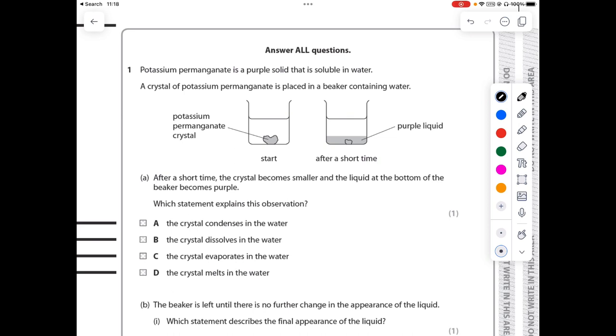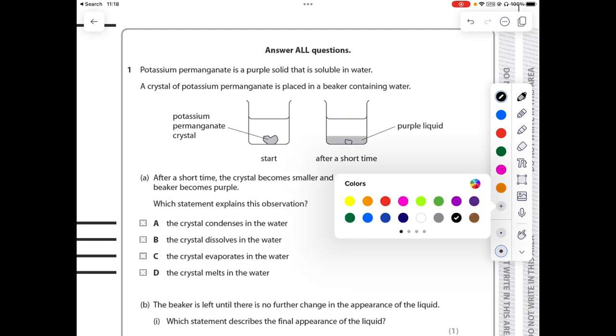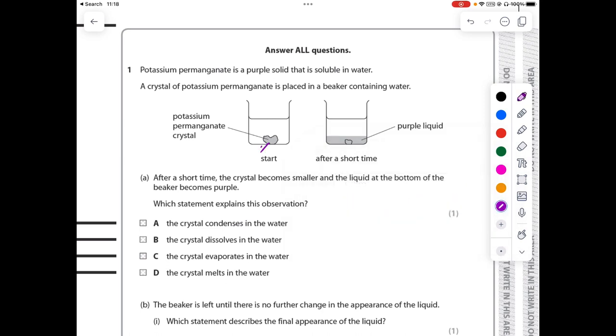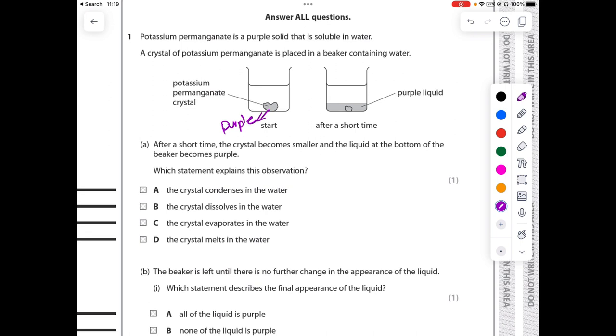This is a purple solid which is soluble in water. Purple in color. A crystal of potassium permanganate is placed in the beaker. Now it is placed in the beaker containing water. After a short time, the crystal becomes smaller. So we can see the size of the crystal is becoming very small. And you can see that color is spreading over here. And the liquid at the bottom of the beaker becomes purple.